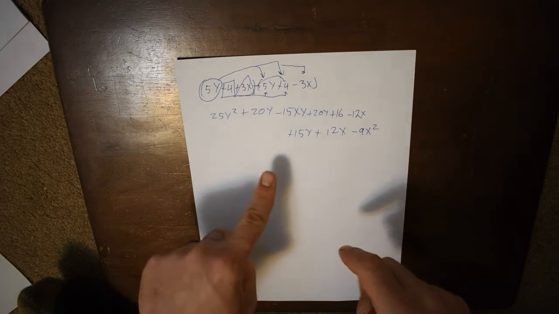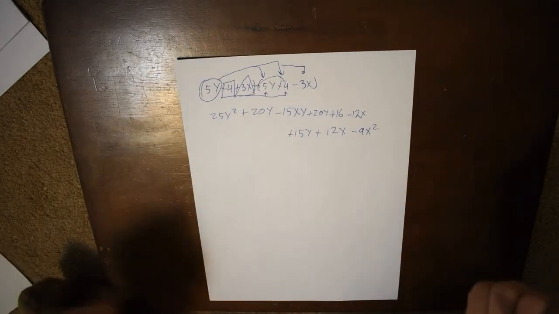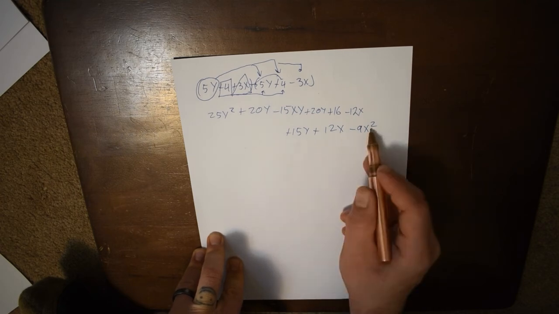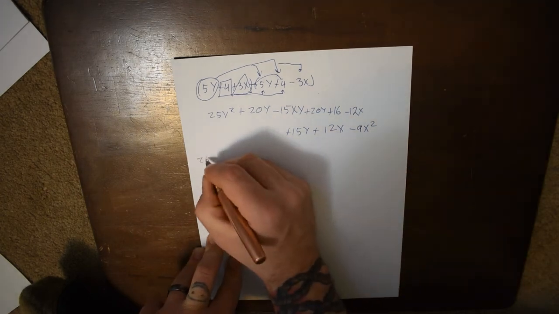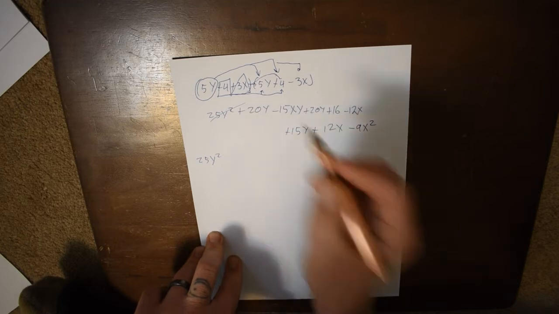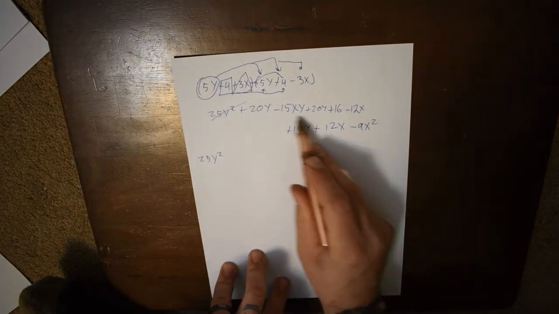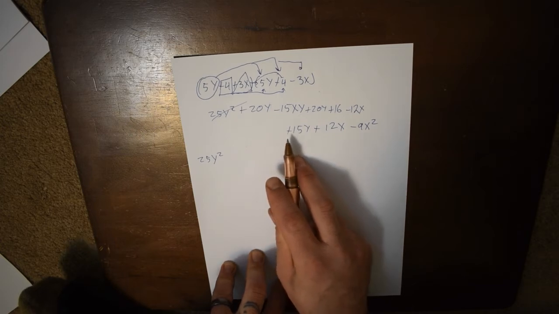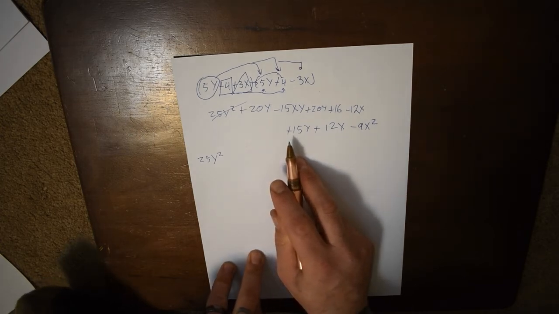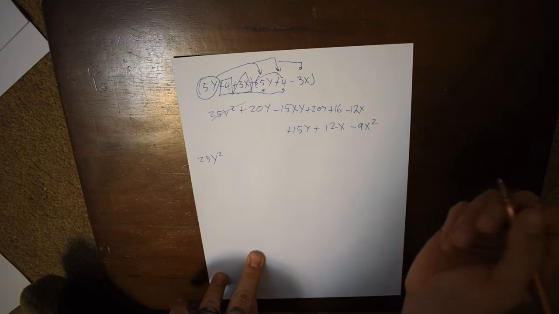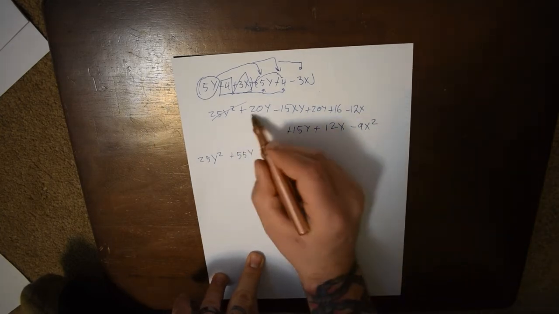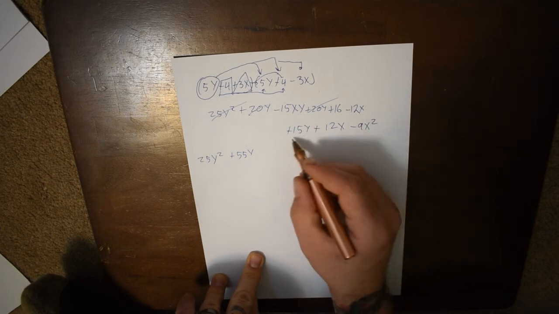Now that we've gone through and done this, our final step is to gather like terms. I've got a 25y squared, and I don't see any other y squareds. I've got a 20y and another 20y, and what appears to be a 15y. That would give us a plus 55y.